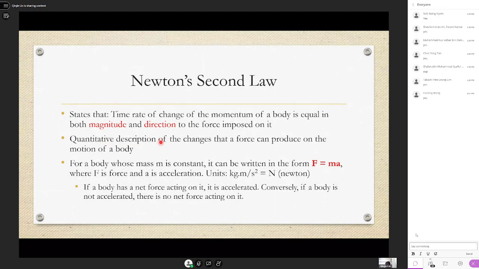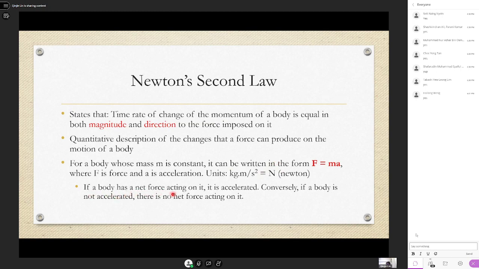So the simple definition of the second law, you can just remember it as F equals ma. Whenever we say Newton's second law, we are saying F equals ma, where F is force and a is acceleration. So force equals mass times acceleration. This is the SI units. Dimensional analysis will tell you that it's this one. But for forces, when we write the units, we write in newtons, which came from his name. So newton will be the unit of force.